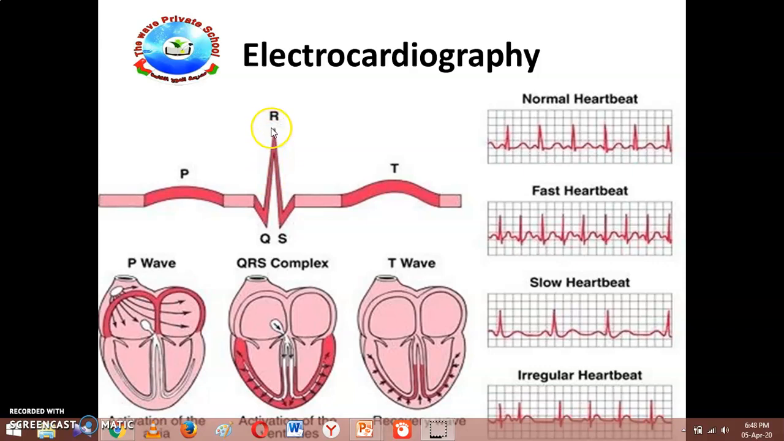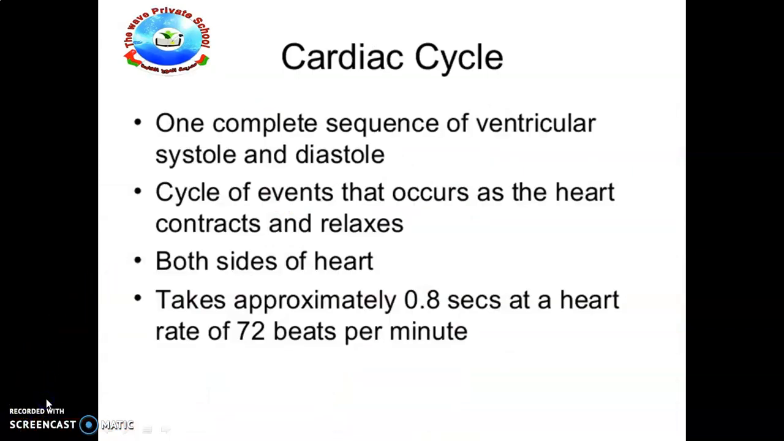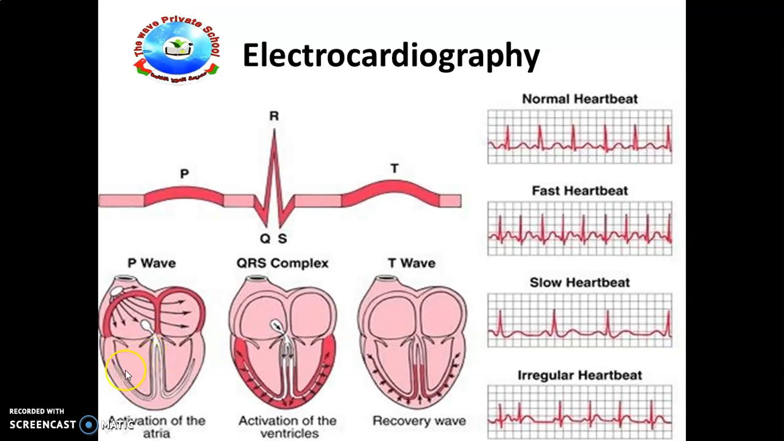And here you can see QRS for ventricular depolarization. So here you can see these are all the electrocardiograms for different heartbeats. For normal heartbeat you can see like this, and go through these other three also. By that you will understand clearly.